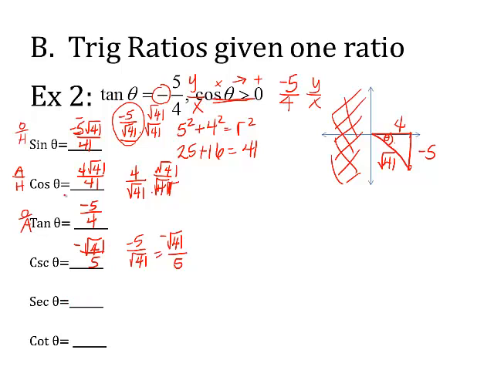Secant is the reciprocal of cosine. Again, I had to rationalize cosine, so I'm going to go to the fraction I had right before I rationalized, right here, 4 over square root of 41. I'm going to flip that one over, so I don't have to re-rationalize everything. So I have the square root of 41 over 4, and that's my secant. Cotangent, flip it over, easy peasy. This is negative 4 over 5. Now I have all 6 trig ratios figured out.